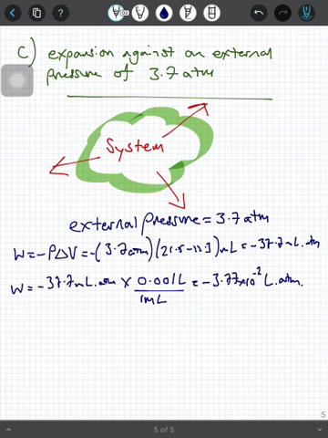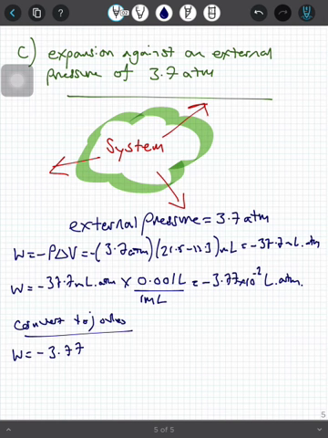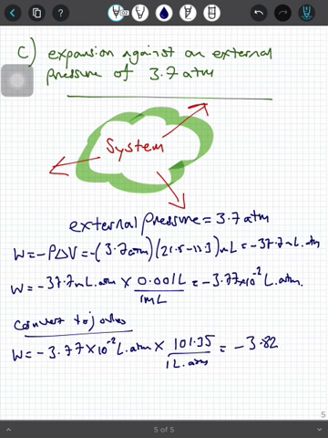The last step we need to do is to convert this into joules, so let's just write convert to joules, and we have W equals minus 3.77 times 10 to the minus 2 litre atm multiplied by our conversion factor, which is 101.3 joules per litre atm, which comes out to be minus 3.82 joules.